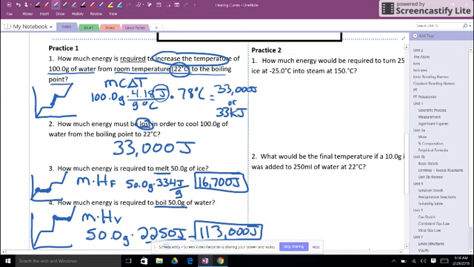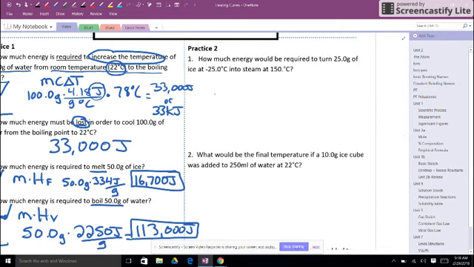Okay, we left off with the heating curve practice here. Now we're going to try a few more complex problems. These ones get a little challenging, maybe annoying.